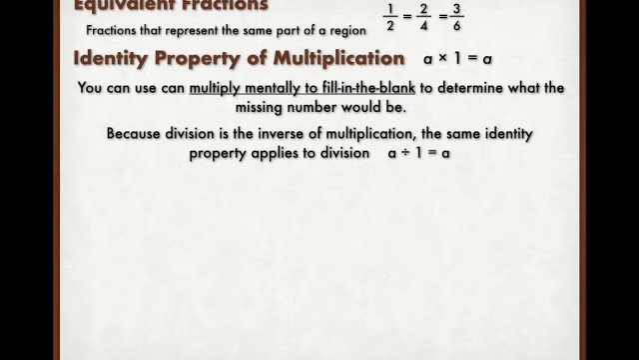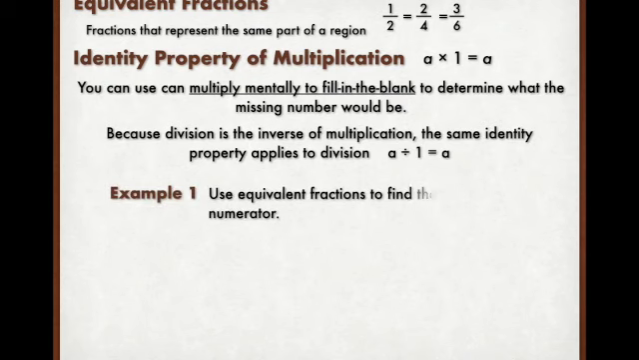You can multiply mentally to fill in the blank. So basically, we can kind of go backwards, because division is the opposite of multiplication. We can kind of do the same thing. We can check that work and we can kind of go backwards.